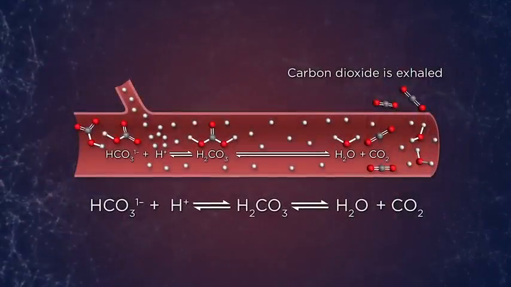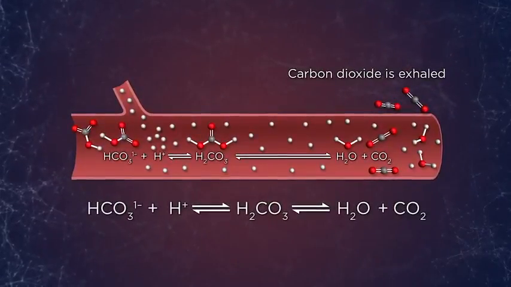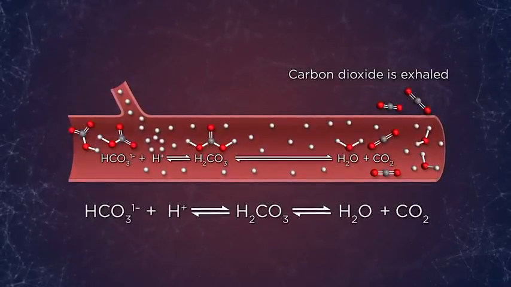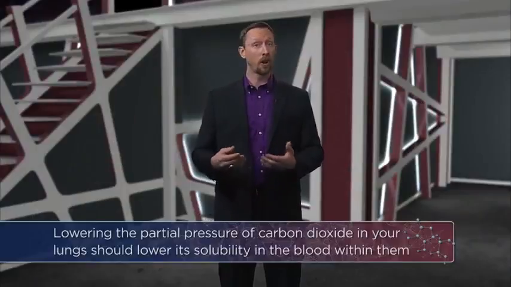As you hyperventilate and expel more carbon dioxide from your lungs than you normally would, what will the blood coursing through those lungs do in response? Of course, it will respond to the stress by trying to replace that carbon dioxide that was removed from the natural equilibrium. But that means that the carbon dioxide has to come from somewhere, and it comes from your bloodstream. Now, another way of thinking about this is in terms of Henry's law, which tells us that lowering the partial pressure of carbon dioxide in your lungs should lower its solubility in the blood within them. Now, this causes dissolved carbon dioxide to escape.